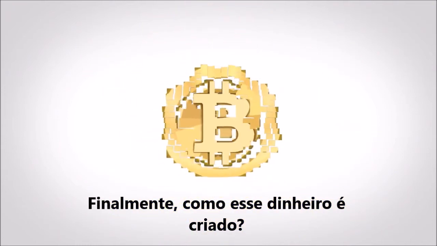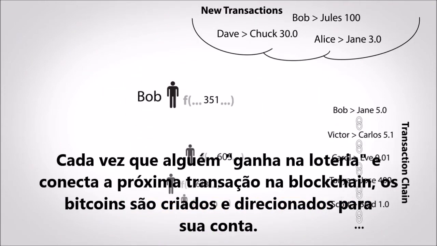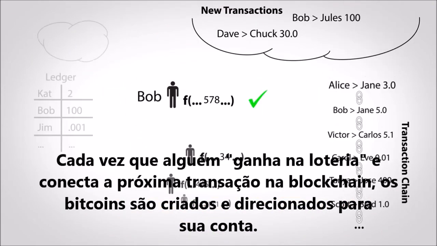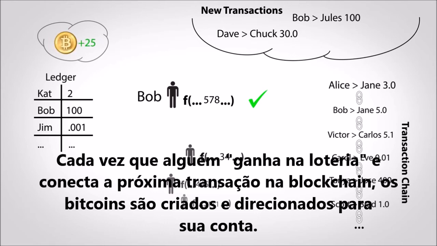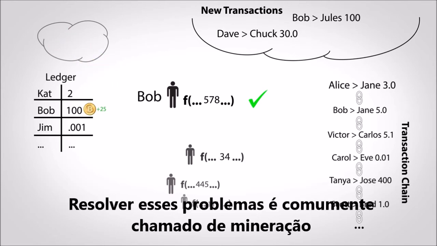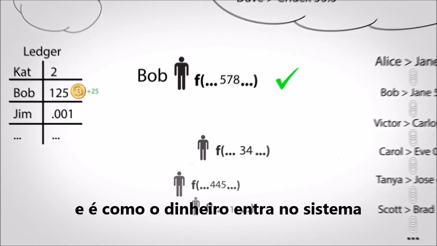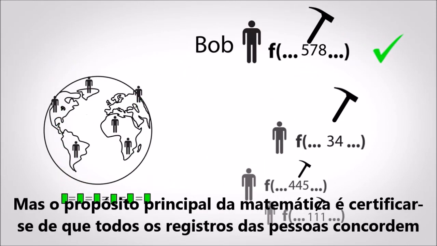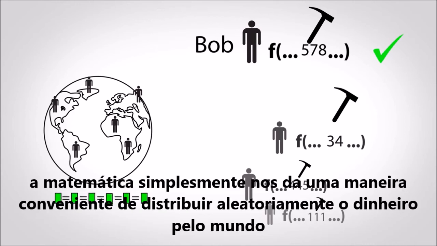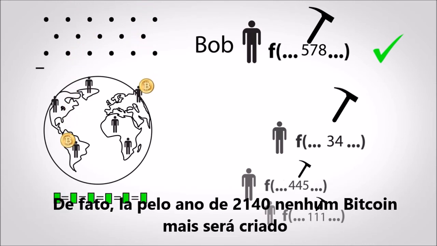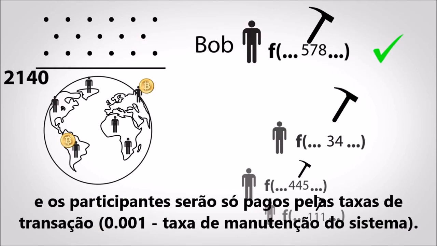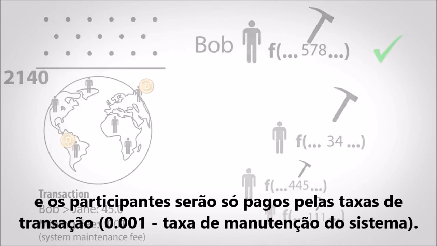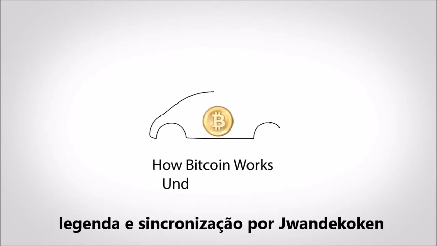Finally, how does money get created? Every time someone wins the lottery to pick the next transaction in the chain, new bitcoins are created out of thin air and awarded to their account. Solving these problems is commonly called mining, as this is how money enters the system, but the main purpose of the math is to make sure everyone's ledgers agree. The math simply provides a convenient way to randomly distribute money into the world. In fact, sometime around 2140, no more money will be created and participants will only be paid from fees added on to transactions. I hope this gives you a quick sense for how Bitcoin works.